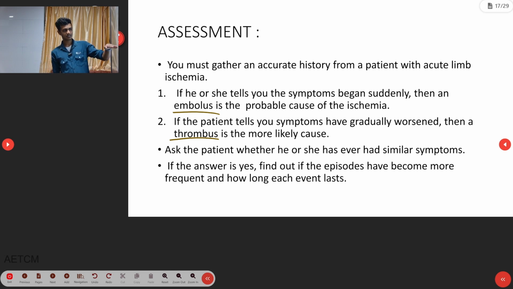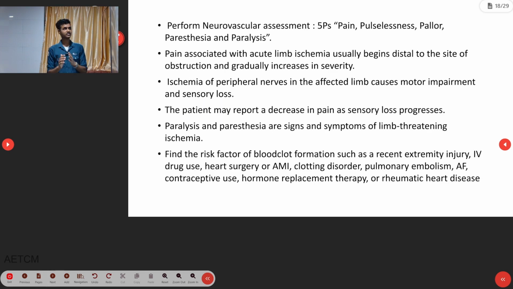We have to ask the patient whether he or she has had any previous episode of the same thing. If yes, we have to ask how frequent it is and how long each event lasts, what the diagnosis was, and whether any treatment was taken last time. Those are the things we have to ask.